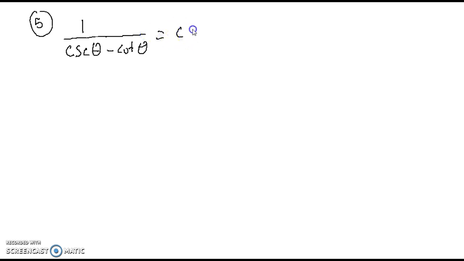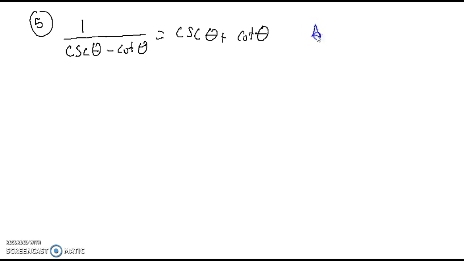Let's try something a little bit different. So this will be example number 5. 1 minus the cosecant theta minus the cotangent of theta is equal to the cosecant of theta plus the cotangent of theta. So when you're looking at this problem, again, we're trying to figure out what side is a little bit better. I think it's easier to get rid of a fraction than to make that become a fraction.